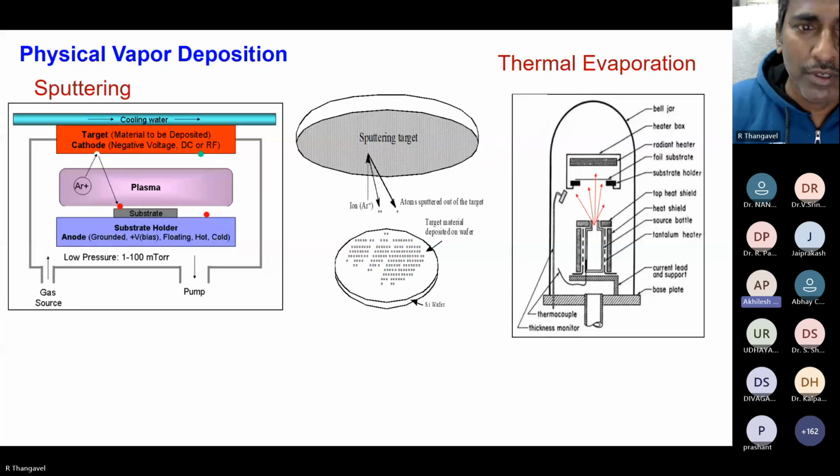Now the thermal evaporation, where the thermally evaporated materials have to be deposited onto the sample. Next slide, please.